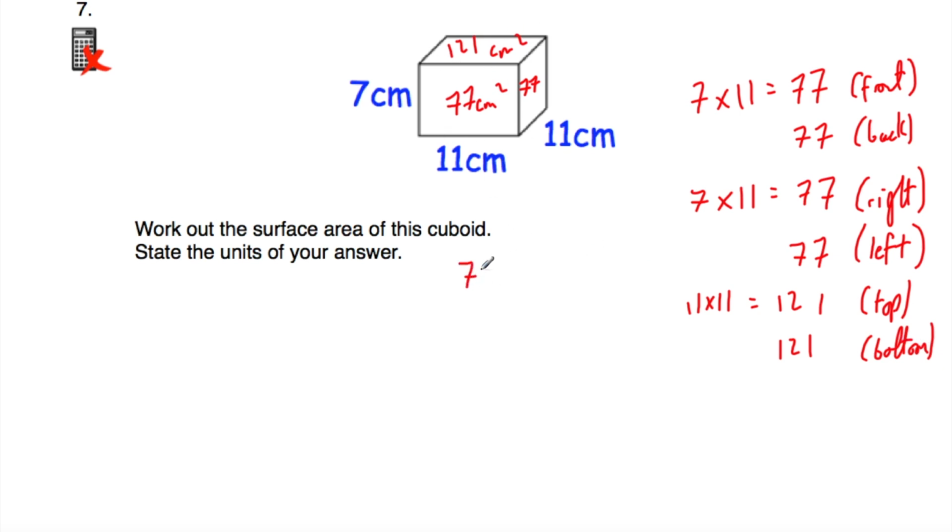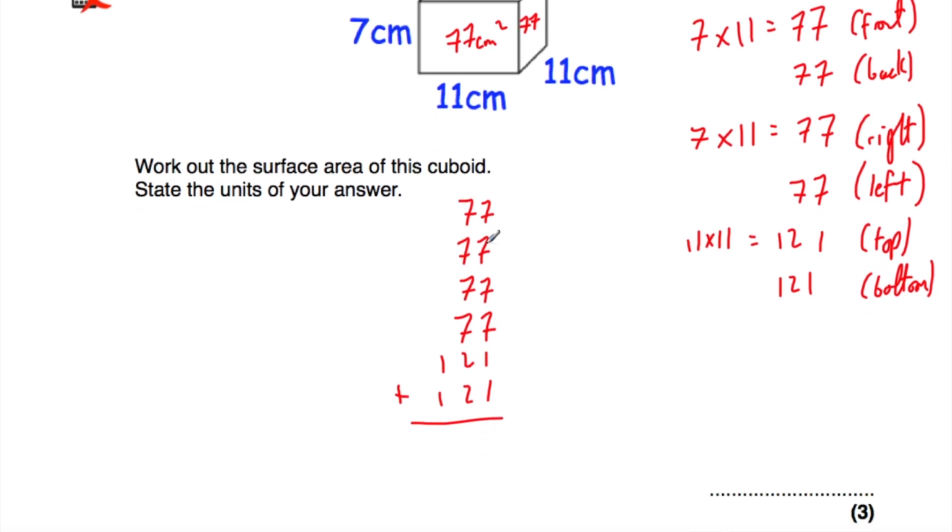Let's add them up. So 77, 77, 77, 77, 121 and 121. We could, if we wanted to, actually just do 77 times 4, double the 121 and add them together. That would work as well. So 7 plus 7 plus 7 plus 7 is 28, plus 1 is 29, plus 1 is 30. Put a 0 down, carry a 3. 7 plus 7 plus 7 plus 7 is 28, plus 3 is 31, 35, so 35, and then 1 plus 1 plus 3 is equal to 5. So that means it's 550 centimetres squared. So that will be the surface area of that cuboid.